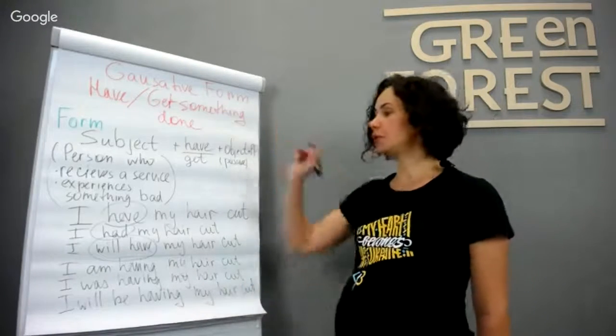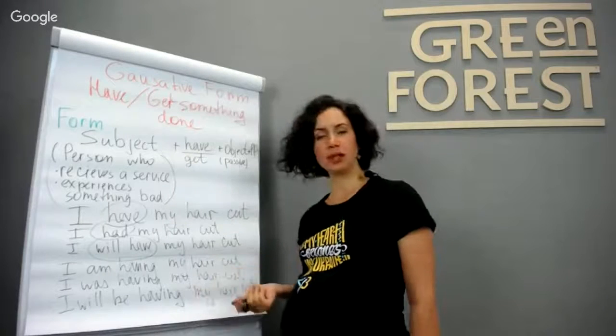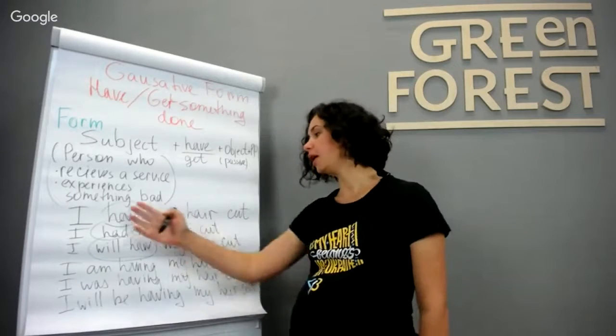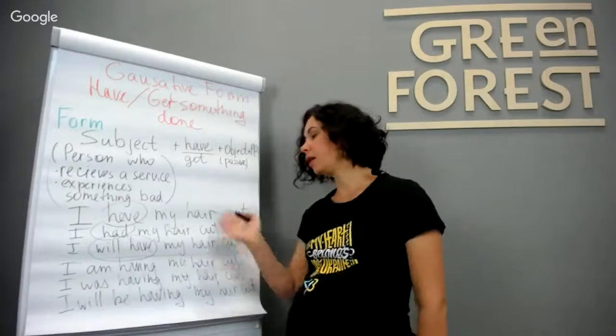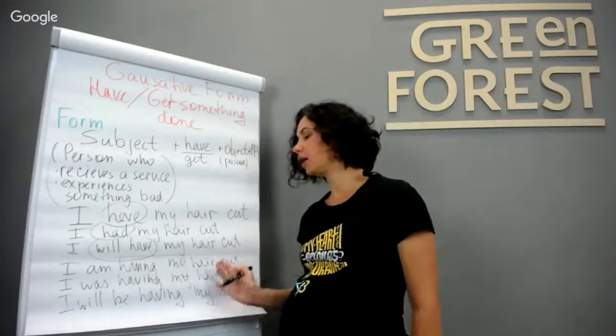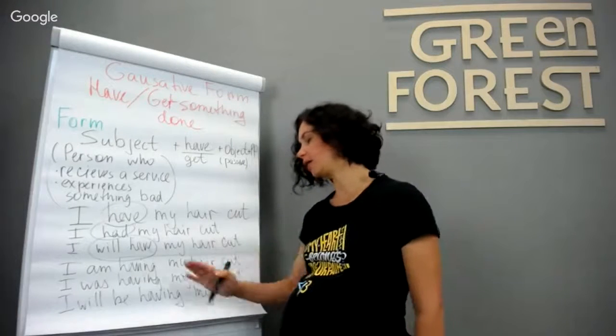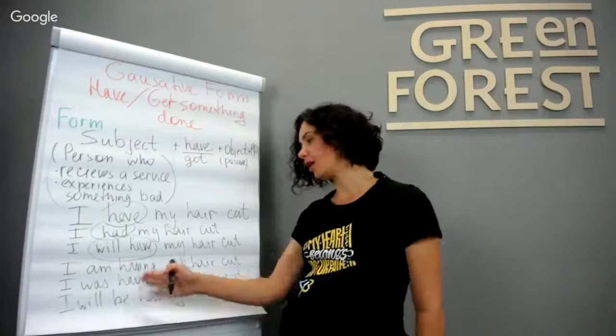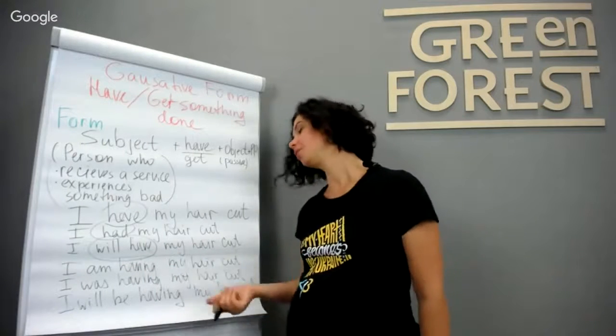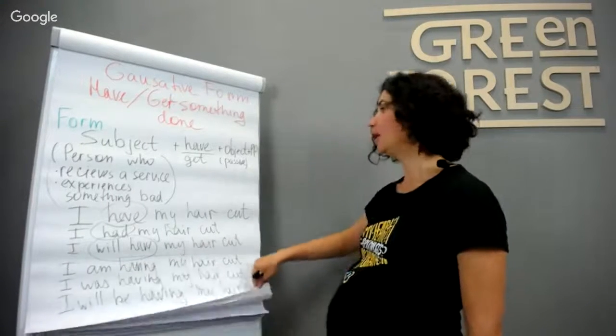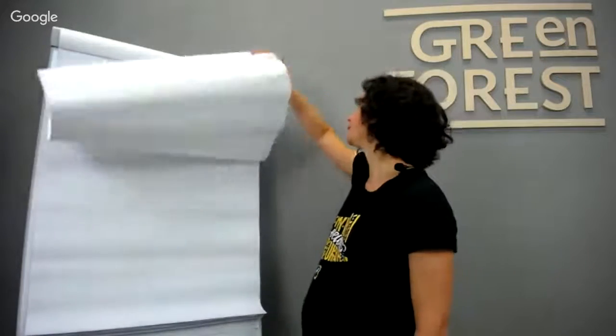The same we can use for get. I will not write it, but I'm sure you can understand this. I get my haircut. I got my haircut. I will get my haircut. I'm getting my haircut. I was getting my haircut. I will be getting my haircut. Let's move on to perfect.